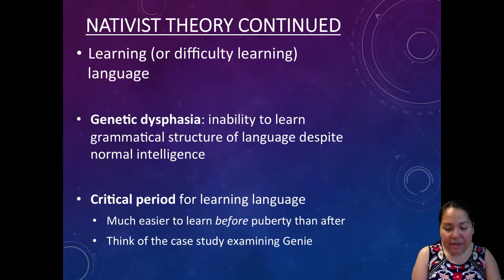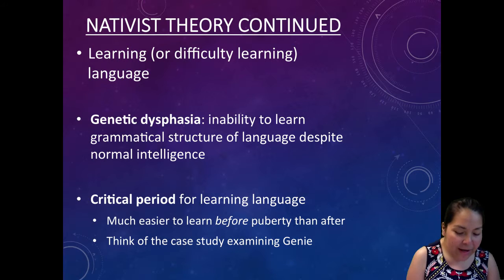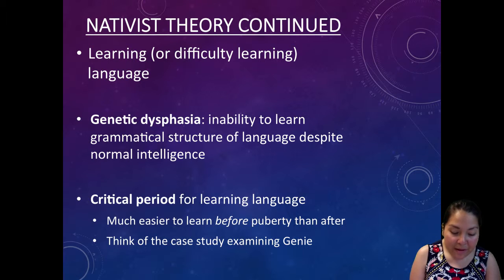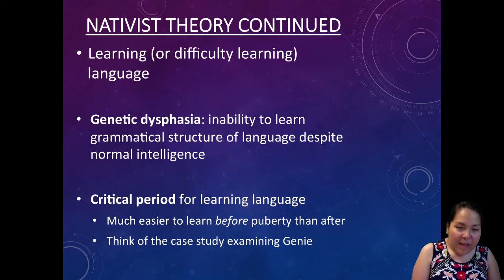Support for nativist explanations includes that some individuals are geniuses for language acquisition despite low overall intelligence, indicating that language capacity may be distinct from other mental capacities. Even people with the opposite problem, like individuals suffering from genetic dysphasia, which is characterized by an inability to learn the grammatical structure of language despite otherwise normal intelligence, can learn past tense forms one by one, although they cannot generalize the rule to another word.